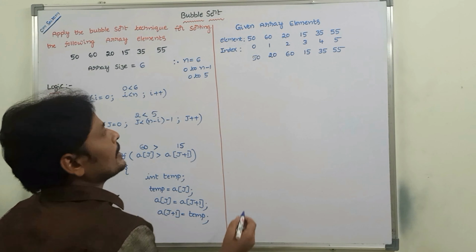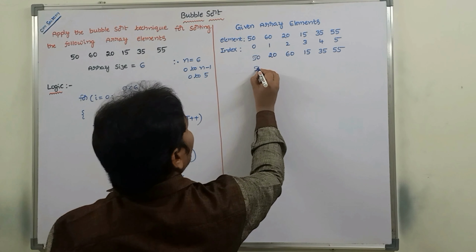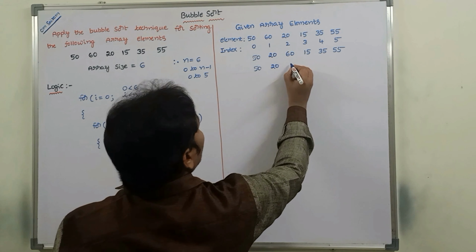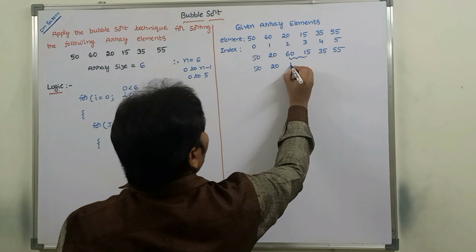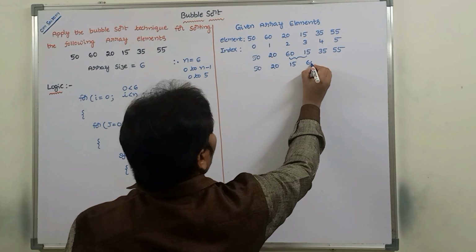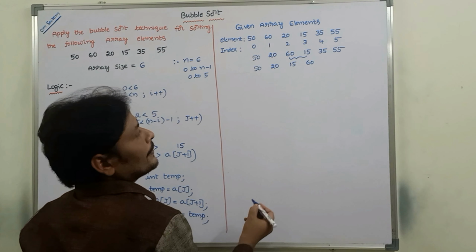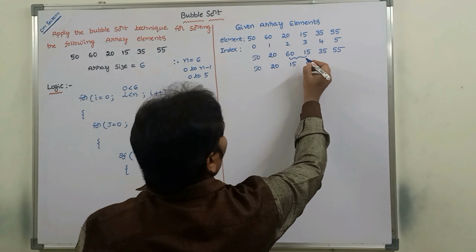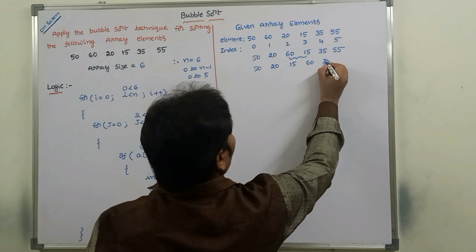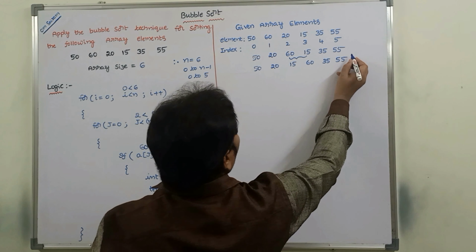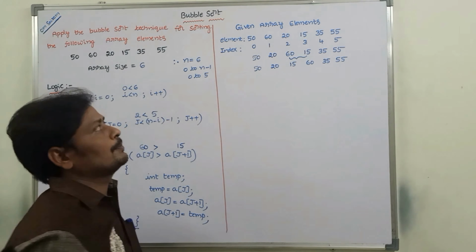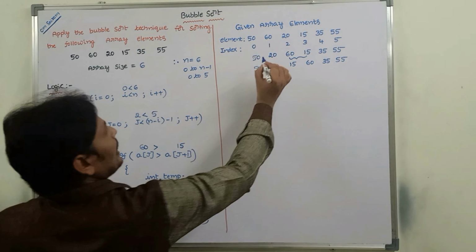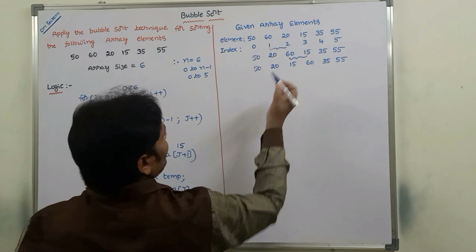Okay. After swapping, then we are getting 50, 20. Here these two elements are swapped. So 15, 60. In the place of 60, we are getting 15. In the place of 15, we are getting 60. So 35, 55. Indexes are same: 0, 1, 2, 3, 4, 5. In the first step, these two elements are swapped.